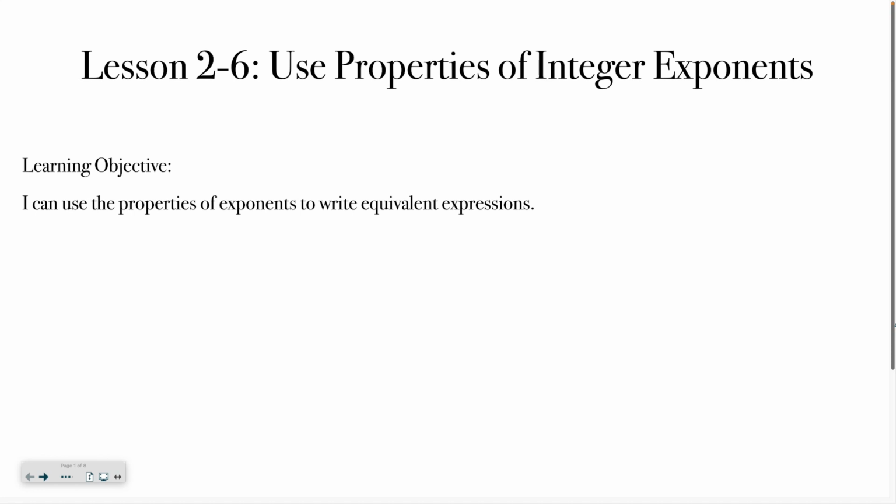Hello class, welcome to Pre-Algebra Lesson 2.6, which is all about using properties of integer exponents. By the end of this lesson, you should be able to use the properties of exponents to write equivalent expressions.